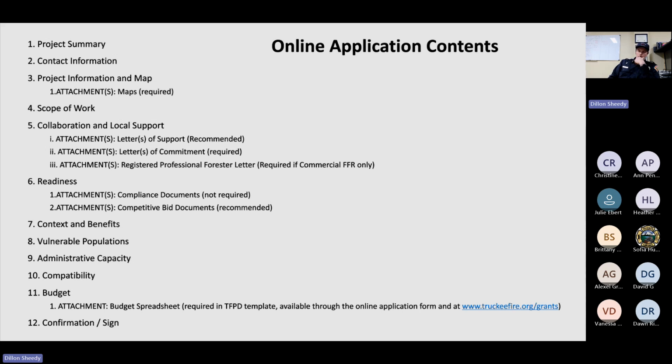So what is in the application? This is a quick rundown, and we'll go through the application together today. But you have a project summary, contact information, including the project applicant and who is the project manager. We request project information and a map. So a map is a required attachment regardless of your project. There's a scope of work section. There's a collaboration and local support section, readiness section. You can see in here what we're asking for each of those sections.